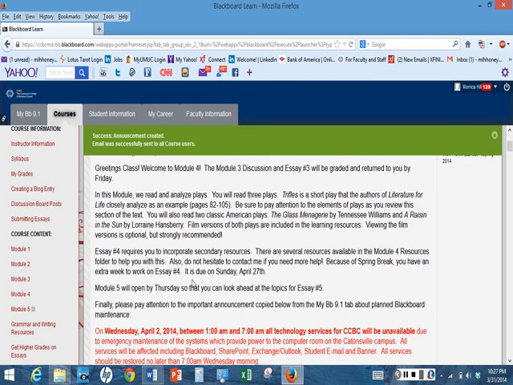I have, I believe it's the 1971 version of Glass Menagerie. I might have the year wrong. It might be 73. And I have the 1957 version of A Raisin in the Sun.